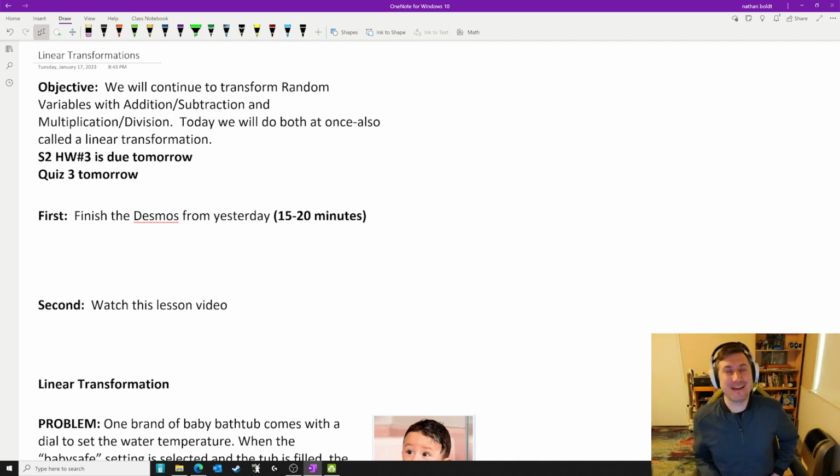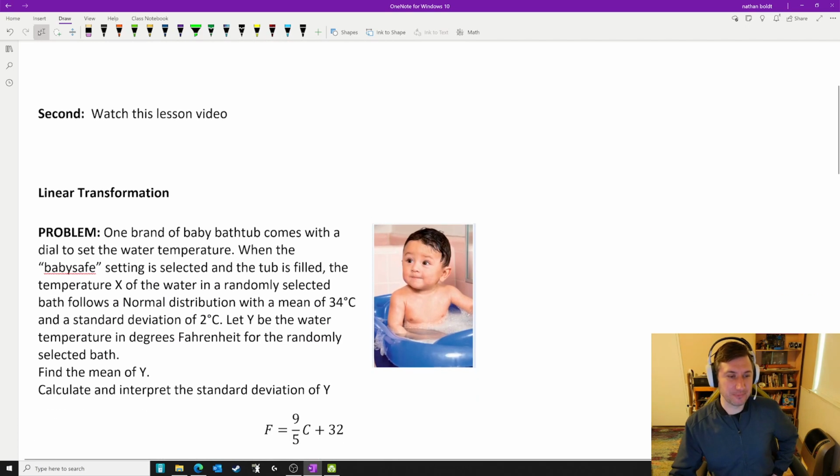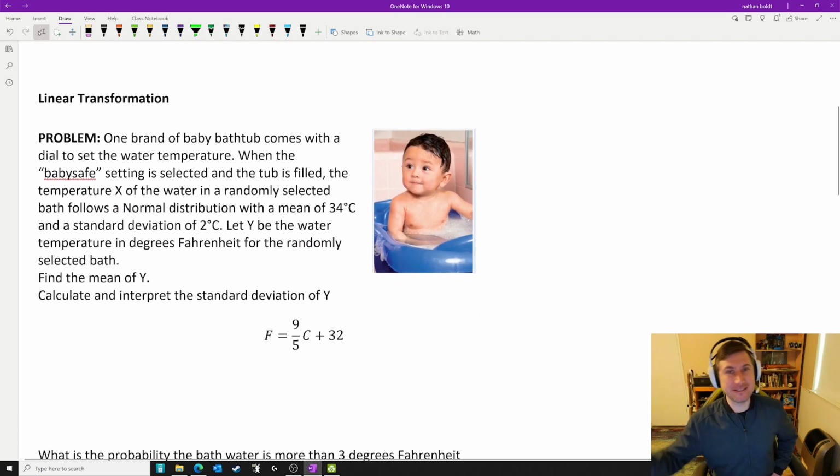Let's take a look at a linear transformation here. We are going to be doing both addition and multiplication at the same time. Look at that cute little baby.